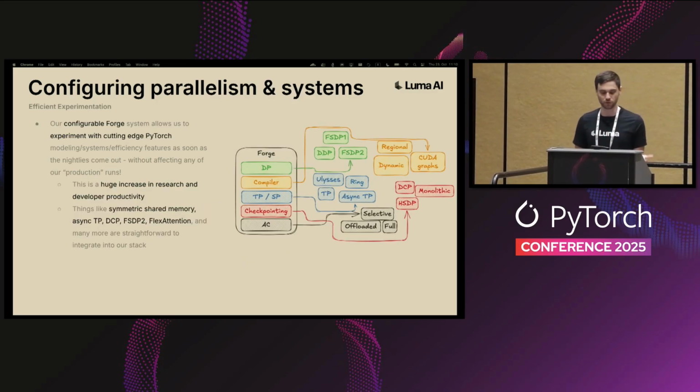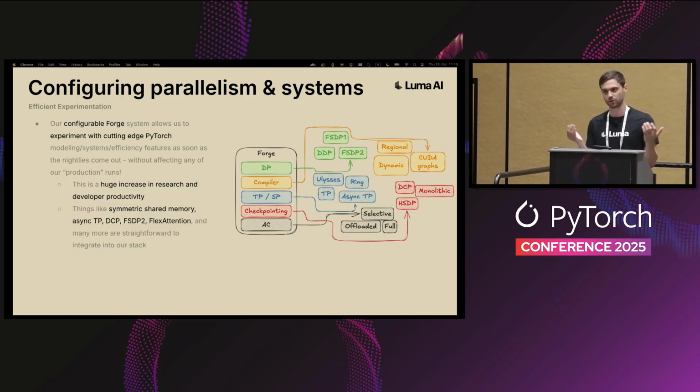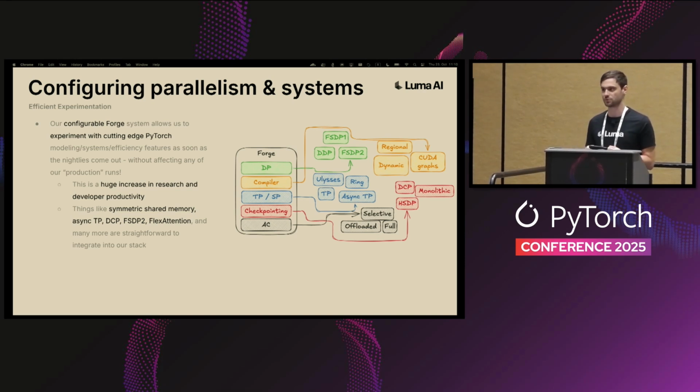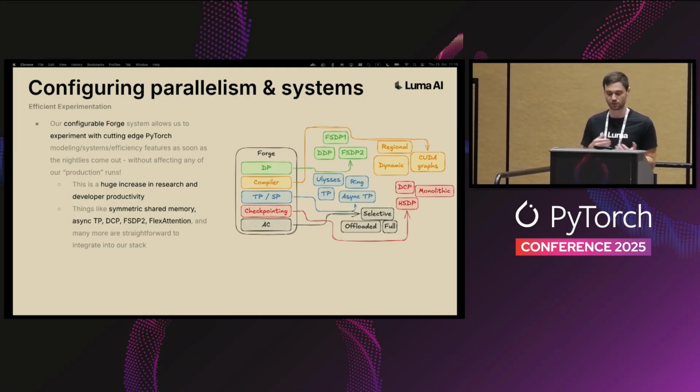So our configurable Forge system allows us to experiment with cutting-edge PyTorch features in terms of modeling, systems, and efficiency as soon as the nightlies come out. And that is something that we have done quite often, like, oh, there's a cool new feature in nightlies, maybe there's a new modular compiler API. We can build something in Forge that just applies that, but doesn't touch anything else in the rest of the code, which means it doesn't break any production training runs, it doesn't break any inference, and it's basically completely isolated. And that's a pretty huge increase in research and developer productivity.